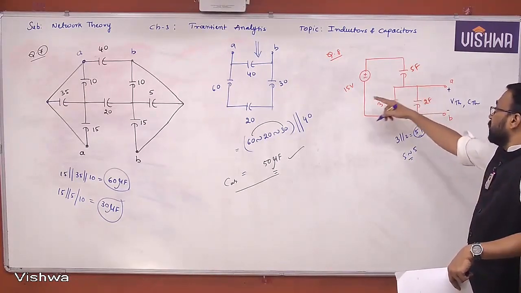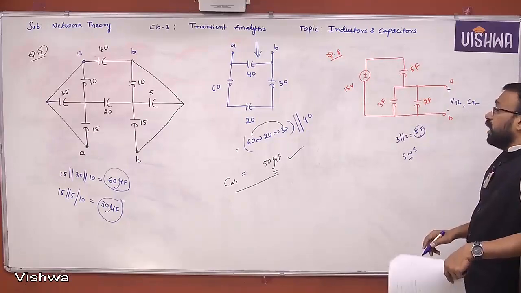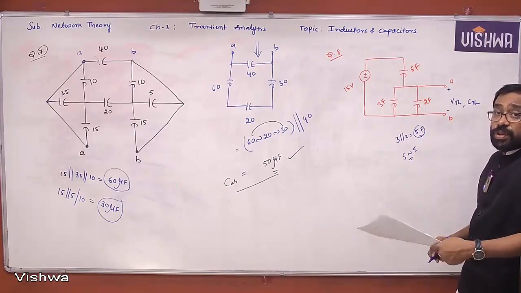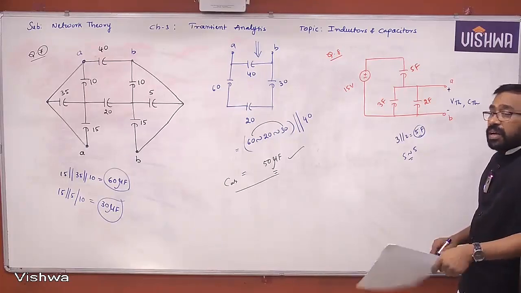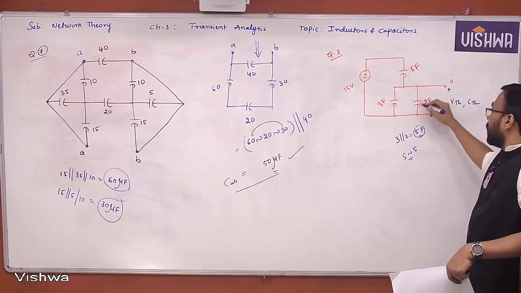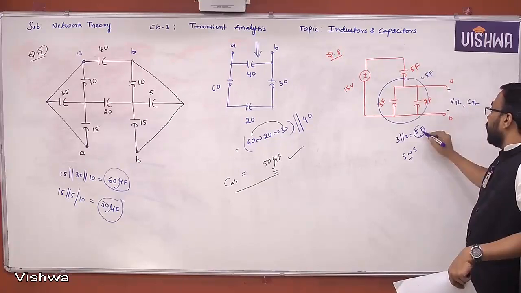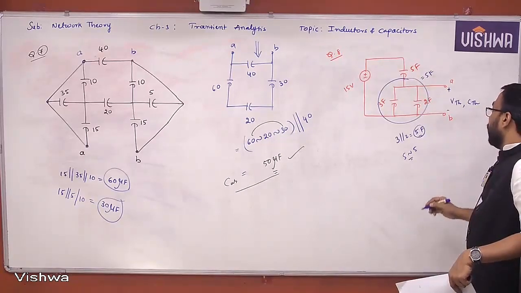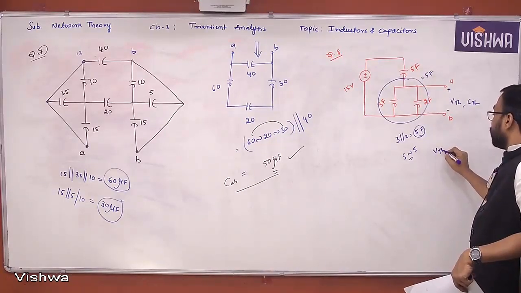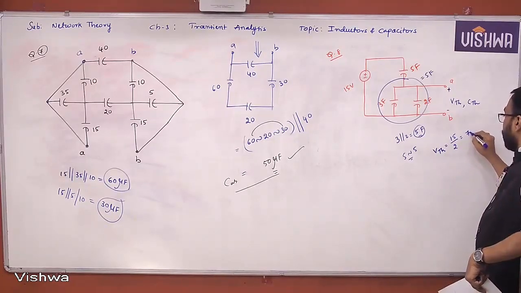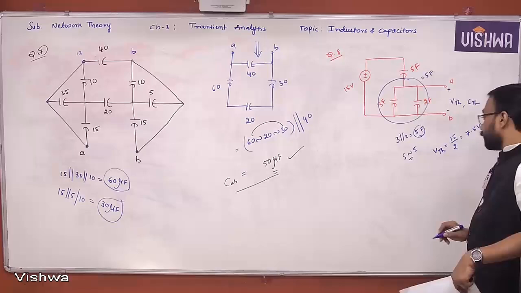Therefore, when they are in series, the voltage will be divided proportional to or inversely proportional to? Inversely proportional to the capacitor. We know the formula V1 is equal to C2 by. But since 5 and 5 both are same, this is also 5. Yes or no? That means equally divided. Equally divided means VTH is equal to 15 by 2, nothing but 7.5 volt.